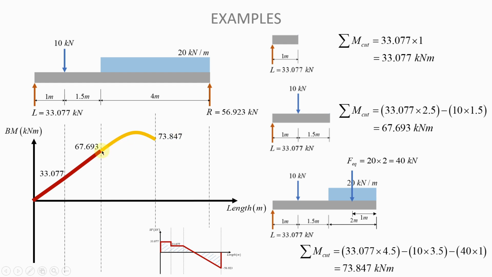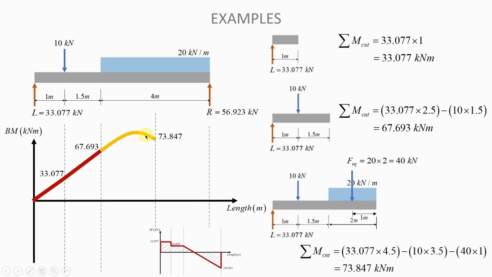And the value that we have there is 73.847. Notice how it is a curve, therefore I used a yellow or somewhat orange line, just to distinguish it from the red lines. The red lines are for straight lines, but the yellow or orange is for the curve. Wherever you have a curve on the bending moment, I will use this yellow-orange line. But if it is red, it means that it's a straight line on the bending moment diagram.